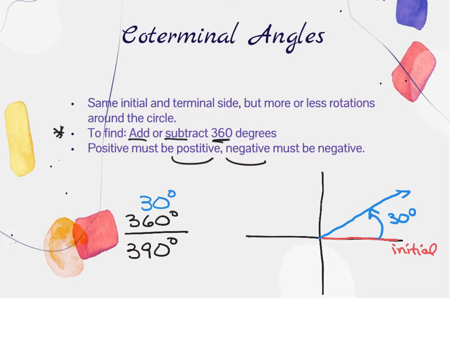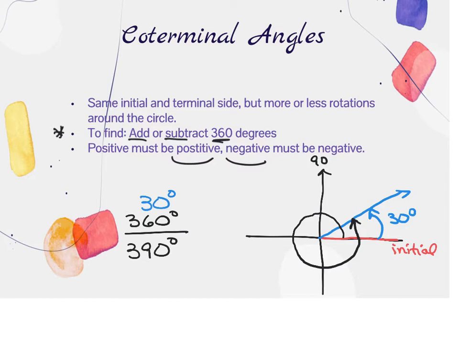So what I do is I start out on the same initial. I go 90 degrees, 180, 360, and then 30 degrees more. Notice we started out at the same initial side and we're stopping on the same side. We just swirled around a full circle and then went a little bit more.